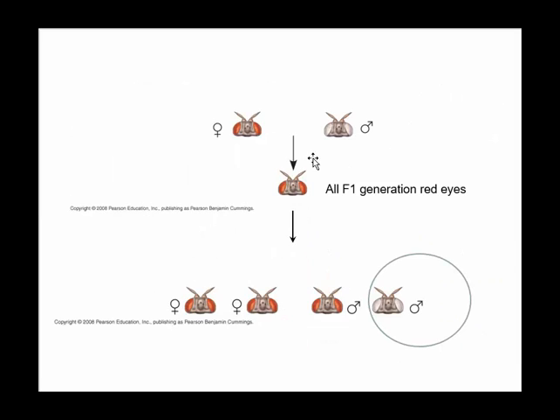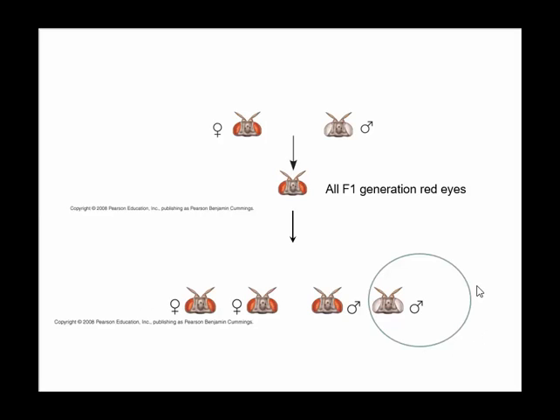Here's our F1, so all red-eyed flies. We had a white-eyed male in the parental generation. And in the third generation, look at this, a 3-to-1 ratio, right? That's what you'd expect when you do your monohybrid cross here. You'd expect a 3-to-1 ratio, but here was the wrinkle.